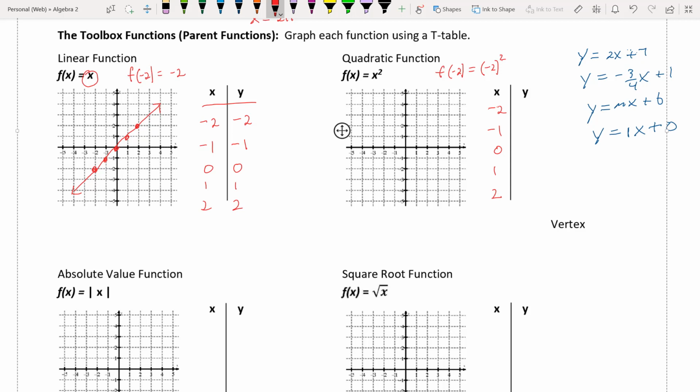Negative 2 times negative 2 is 4. If we do the same thing with negative 1, negative 1 times negative 1 is 1. How about 0? All right. 0 times 0 is 0. 1 times 1 is 1. 2 times 2 is 4. Let's graph these guys.